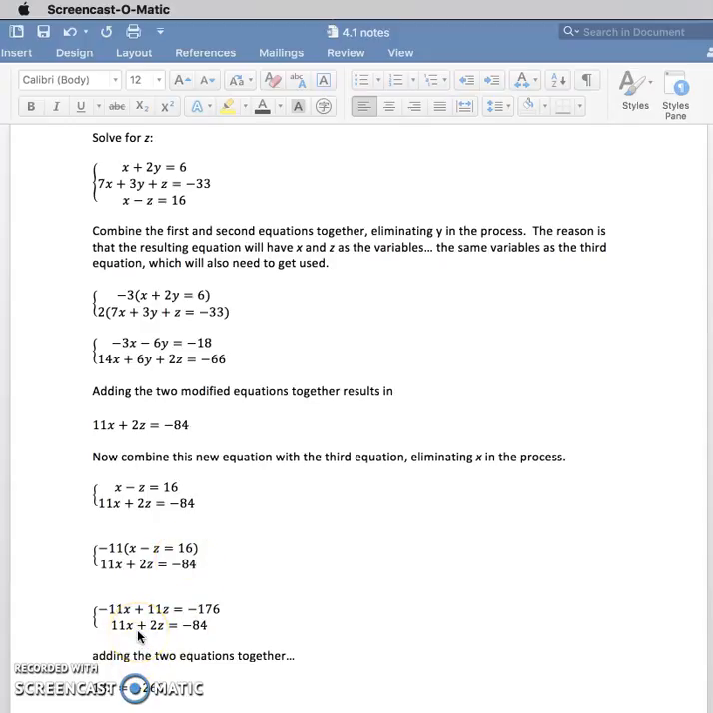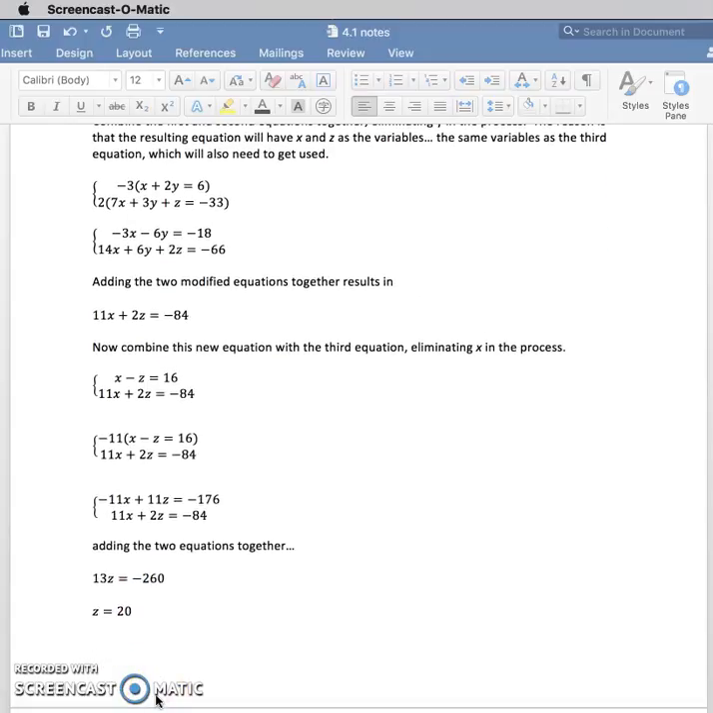All right? So when we add these two equations together, the x term drops out. 11z plus 2z is 13z. -176 plus -84 gives us -260. Dividing both sides by 13 gives us a z value of -20.